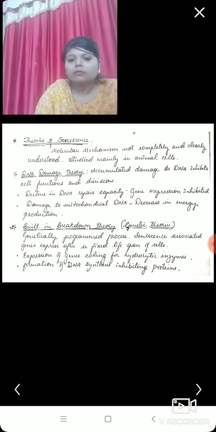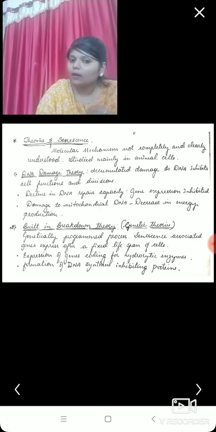Expression of the genes coding for hydrolytic enzymes and the formation of DNA synthesis inhibiting proteins is also leading to damage in the genetic material.